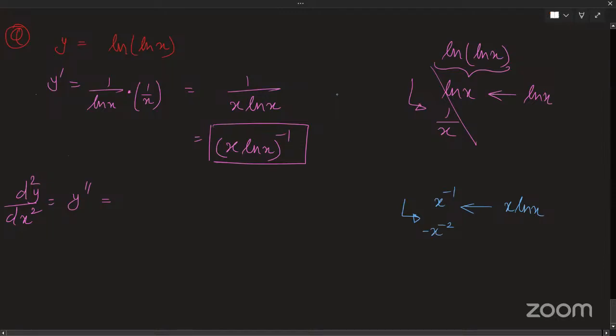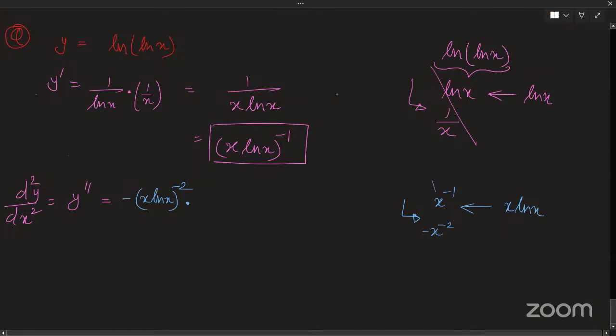So it is basically minus 1 by x square. What will be the first term that I write over here? Minus of x into ln x raised to minus 2, right?